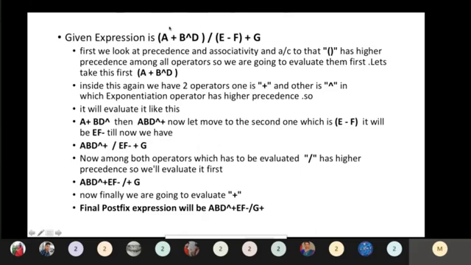Next here you see that is a power or exponent. So we can place it above the plus, no issue, because exponent will get the highest priority. So no issue. The next one is what? D is the operand. Then you see here we have a closing parenthesis.